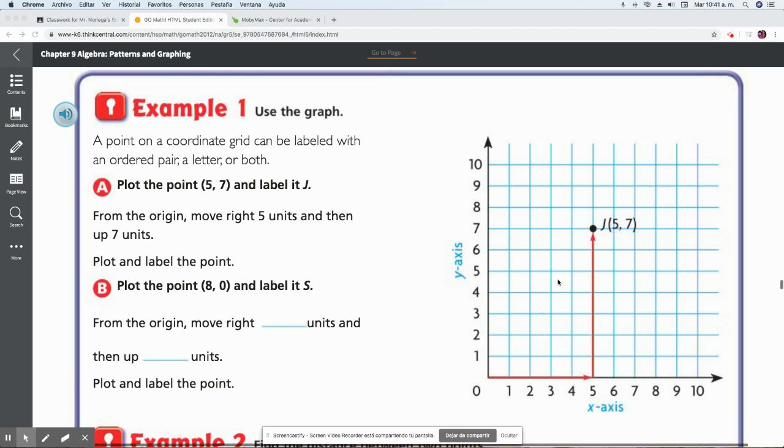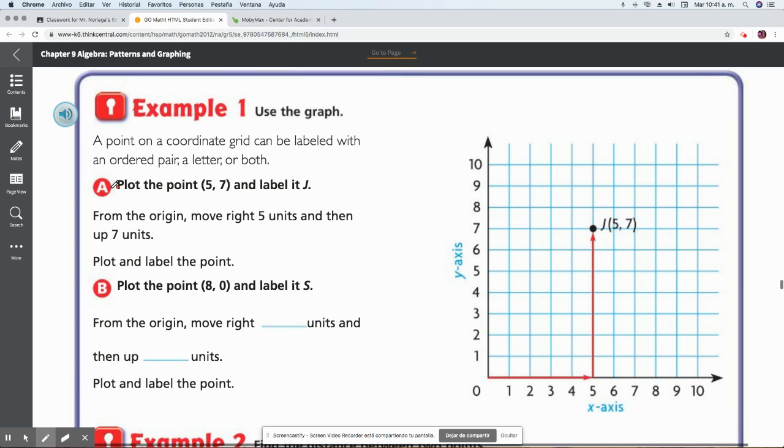Okay, page 374, example 1. We're going to use this graph right here. A point on a coordinate grid can be labeled with an ordered pair, a letter, or both. What does that mean? It means that if you want to let someone know what this point means, you can use a letter, or you can use the ordered pair, or you can use both things.